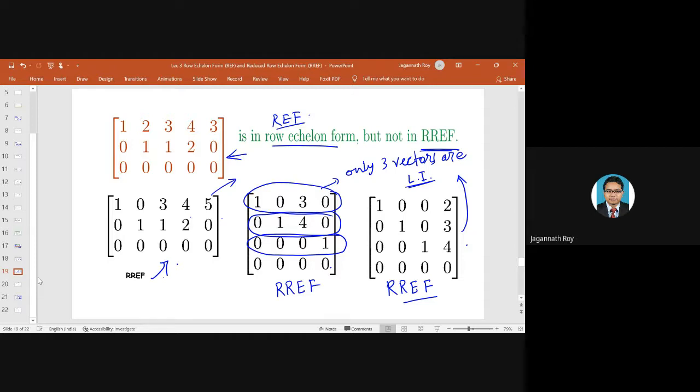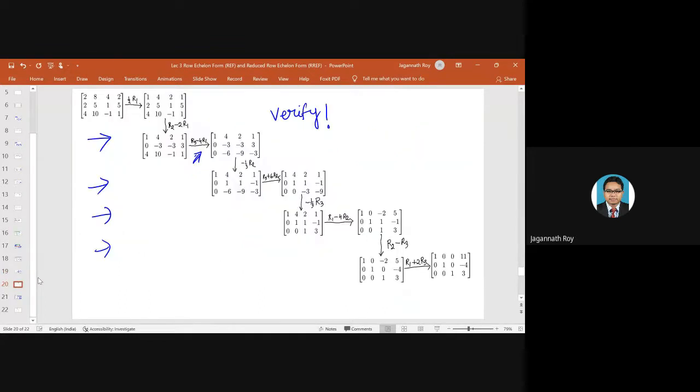But remember, take a screenshot and then ask your doubt. Otherwise, I won't be able to understand. So here it is now. Try to verify this result, whether I have done it correctly or not.